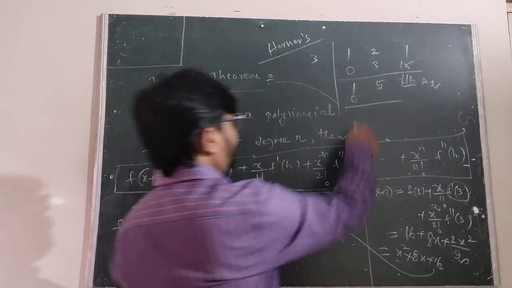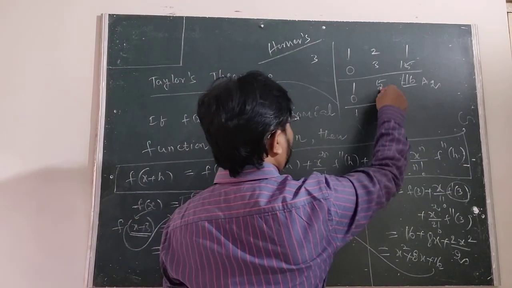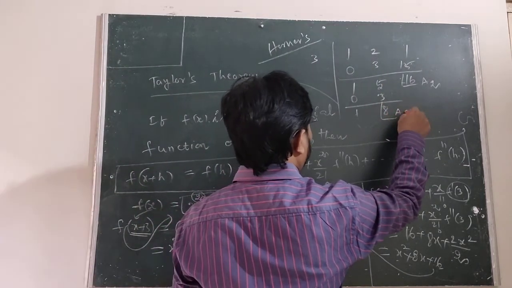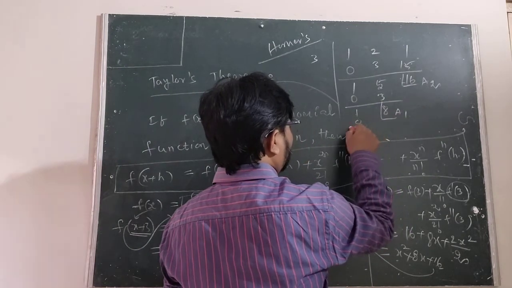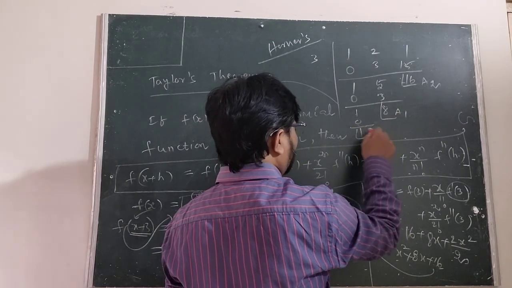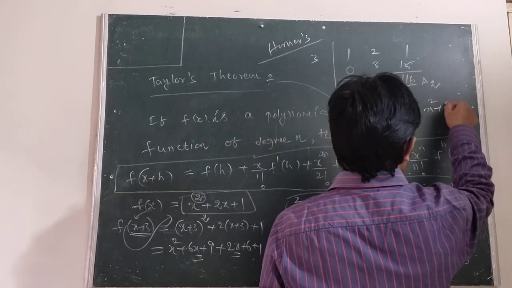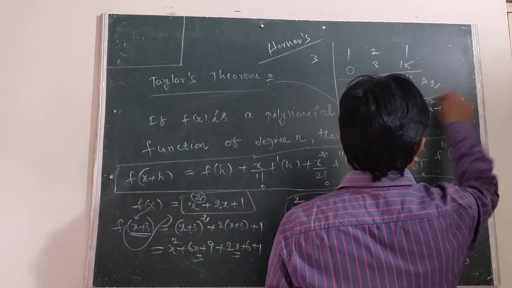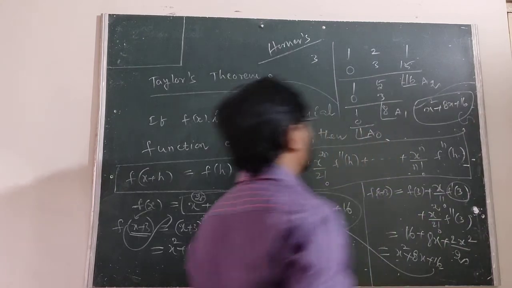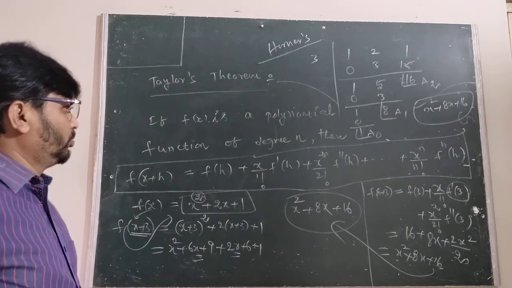Therefore now you can write 1. 3 into 1, 3. Now this is the 8. This is the A1. Therefore 1 is the A0. Now it is x square plus 8x plus 16. So this is the required polynomial.